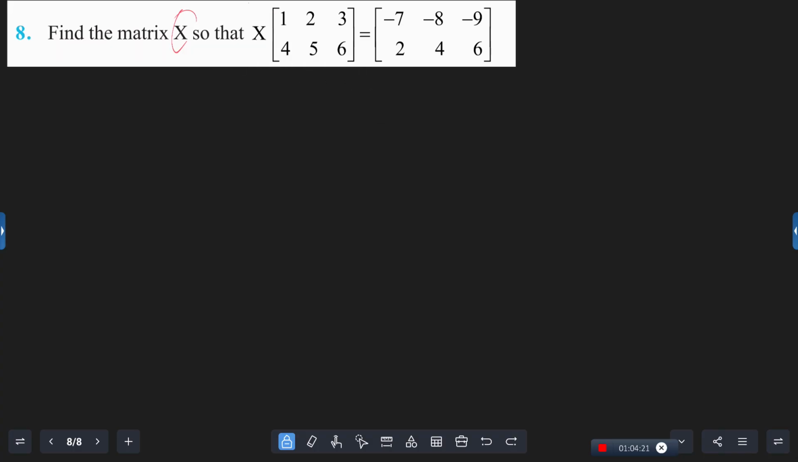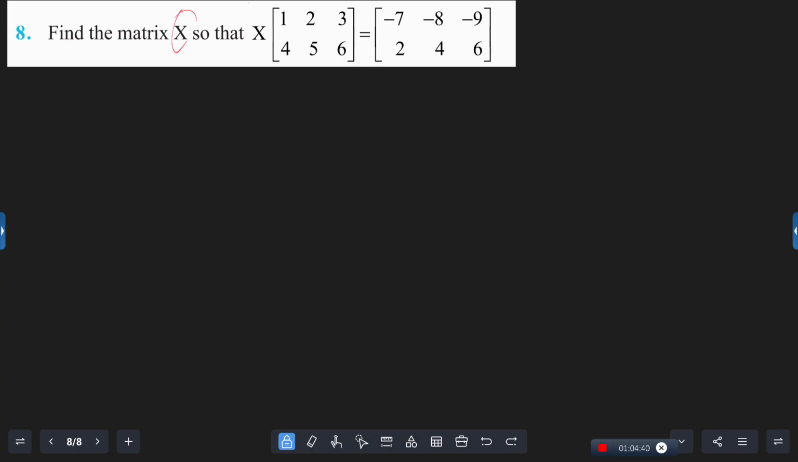The very important thing is the order of X, which we don't know. If you know the order, we can make a general matrix. For 2 by 2, very simply we can take a, b, c, d, or for 3 by 3 some general elements you can take. But what is the order of X? That is very important.